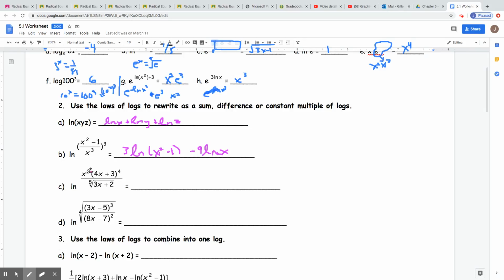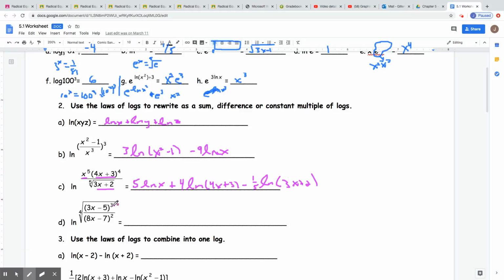All right, this one. We have 1, 2, 3 things. So that's 3 natural logs. Exponents go in front. So it's going to be 5 natural log of x plus 4 natural log of 4x plus 3 minus, it's the fifth root, which is 1/5 natural log of 3x plus 2. All right, now, since this is all for D, all under a fourth root, that means we're going to multiply all of these by 1/4.